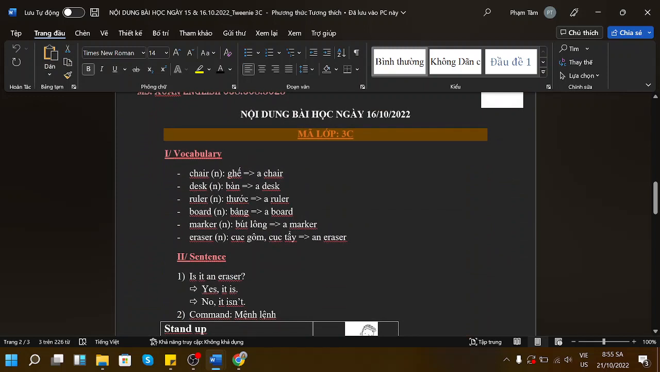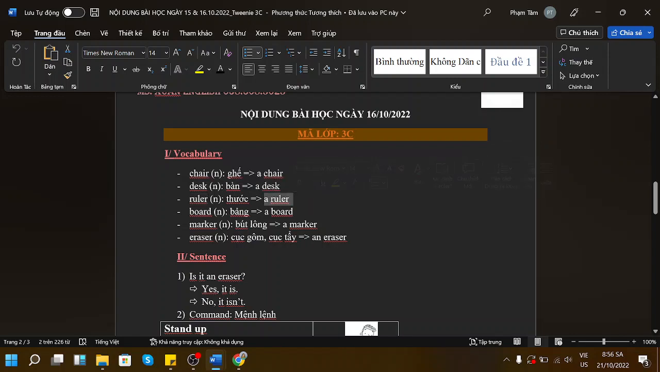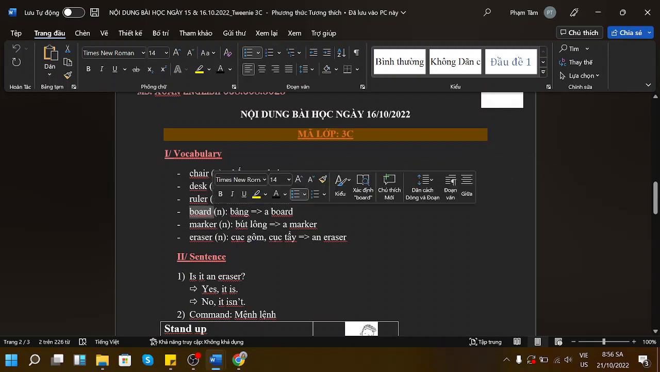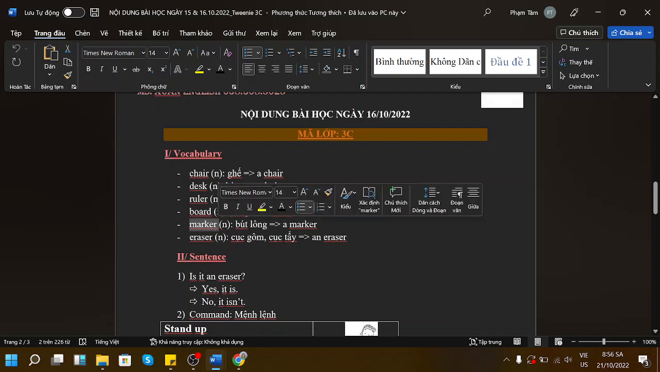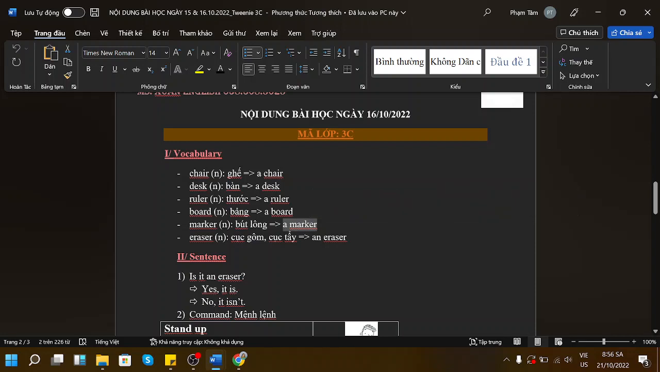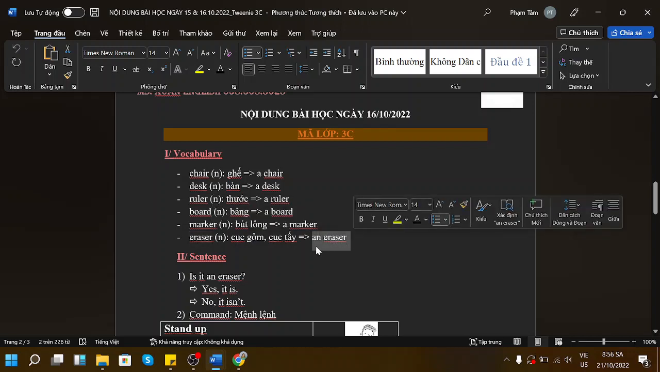On the 16th of October, we have learned chair, a chair, desk, a desk, ruler, a ruler, board, a board, marker, a marker, eraser, an eraser.